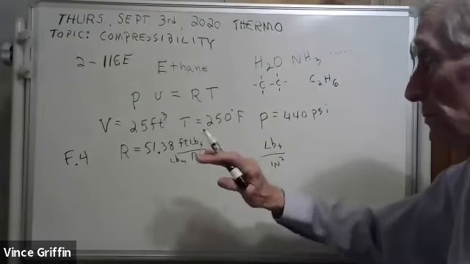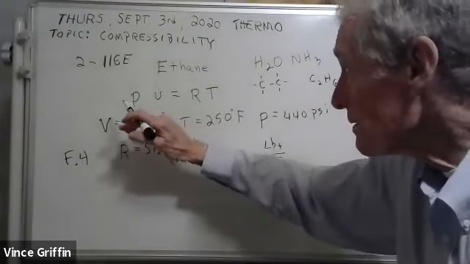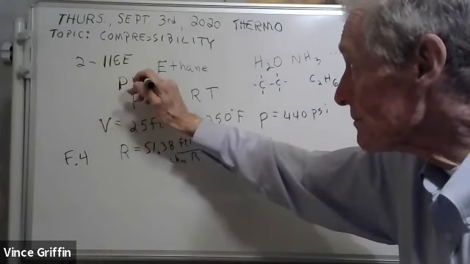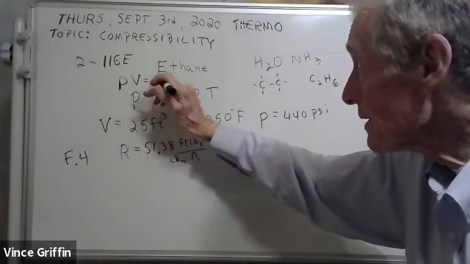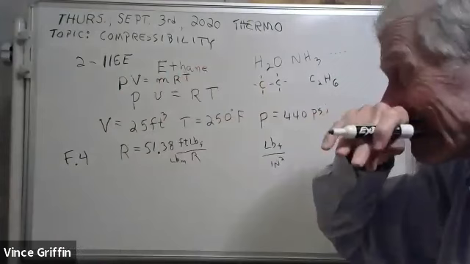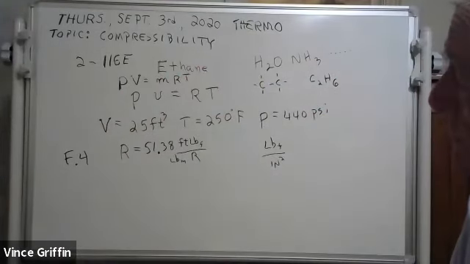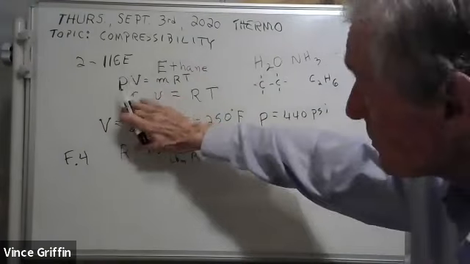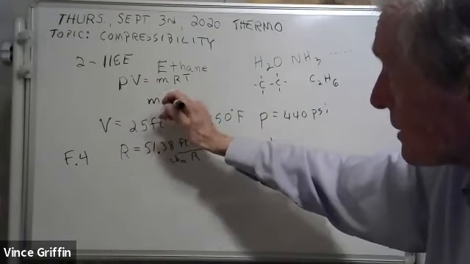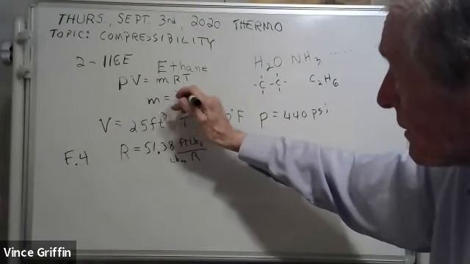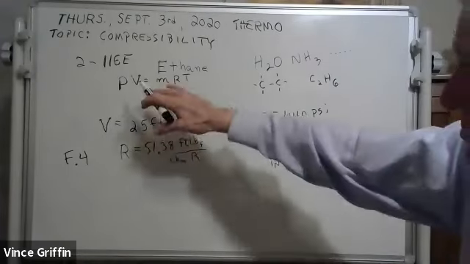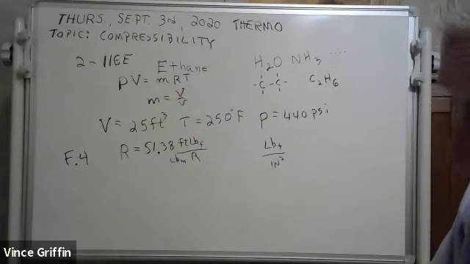You know what? I think we might be better off to use PV equals mRT. That'd be okay. Let's do that. There's nothing wrong with doing it this way. It's just that if you do it the other way, to find the mass, you're going to have to take the volume and divide by the specific volume. That'd be okay, but we'll just use this one. All right.